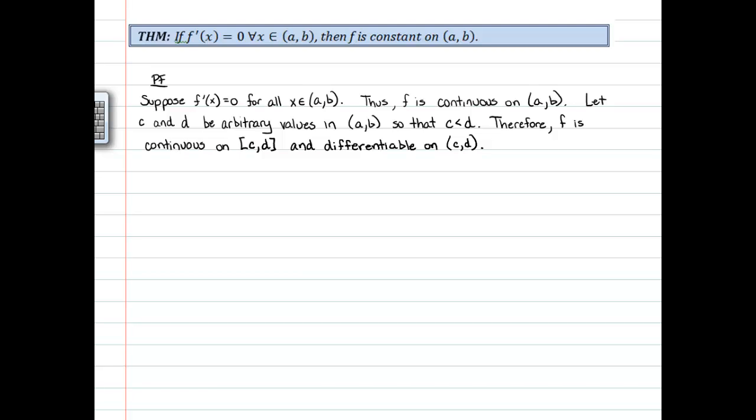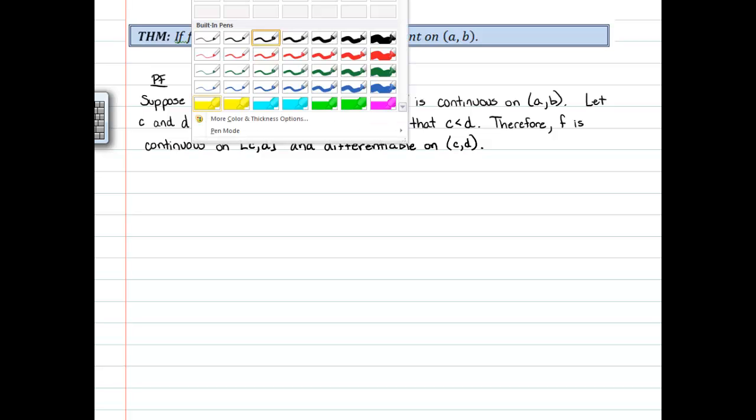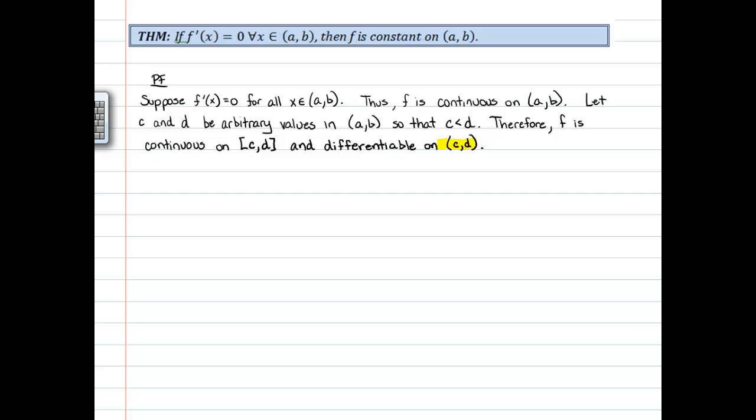However, these last two conditions, being differentiable on the open interval and continuous on the closed interval, are exactly what we need to start using the mean value theorem. It basically allows us to say that there's some point in that open interval (c, d) such that the derivative at that point is equal to the slope of the secant line connecting (c, f(c)) to (d, f(d)). So that's the slope of the secant line of the endpoints of the closed interval c to d.